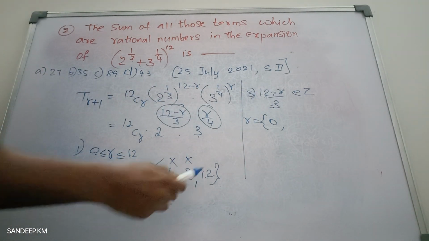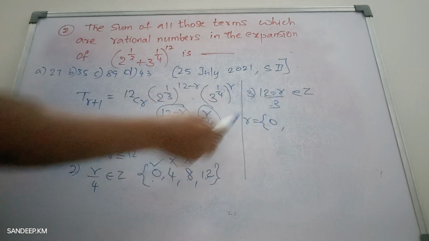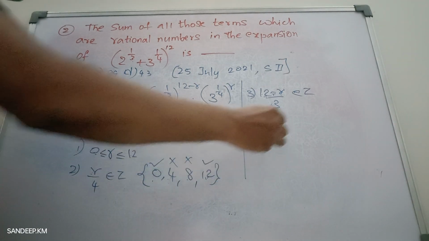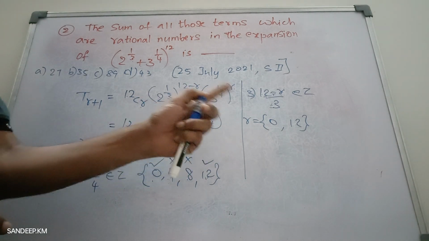Now check with 12, when r value is 12. 12 minus 12 is 0. 0 by 3 is 0. It is an integer. 0 is an integer. So we can take 12. So totally only 2 values of r are accepted: when r is 0 and r is 12.